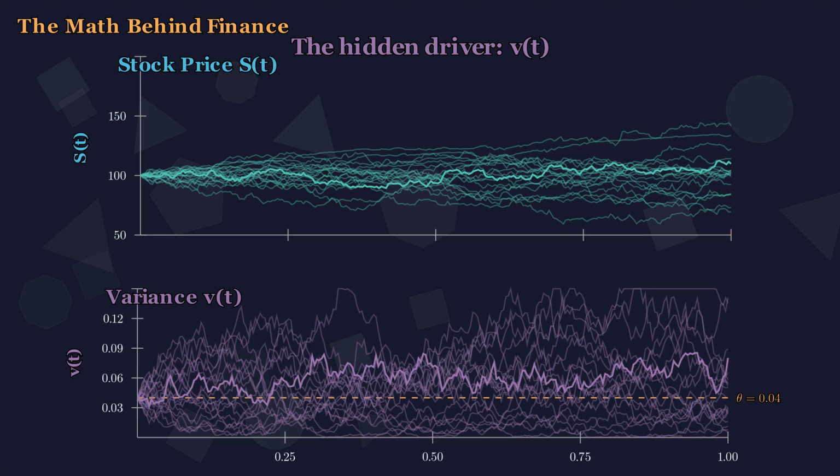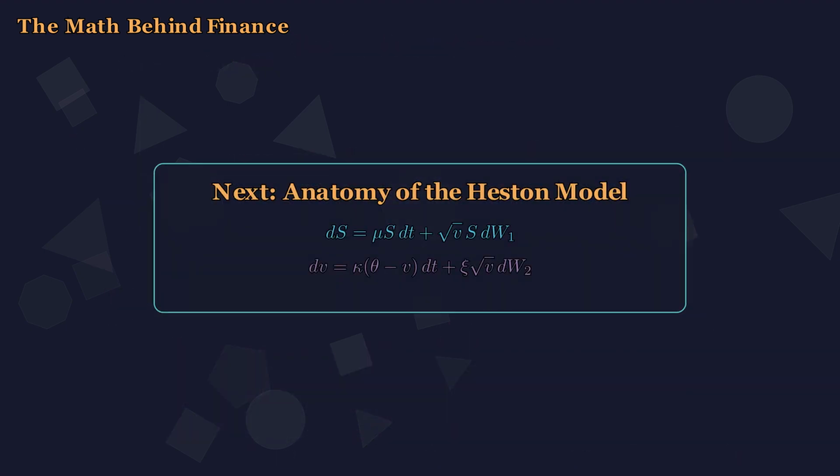This is the core idea. Volatility is not a number. It is a stochastic process, a random variable that evolves over time, with its own dynamics, its own randomness, its own equation. In the next section, we write down the 2 coupled stochastic differential equations that govern this system, the stock and the variance. 2 random processes, linked by a single correlation parameter. That is the Heston model.